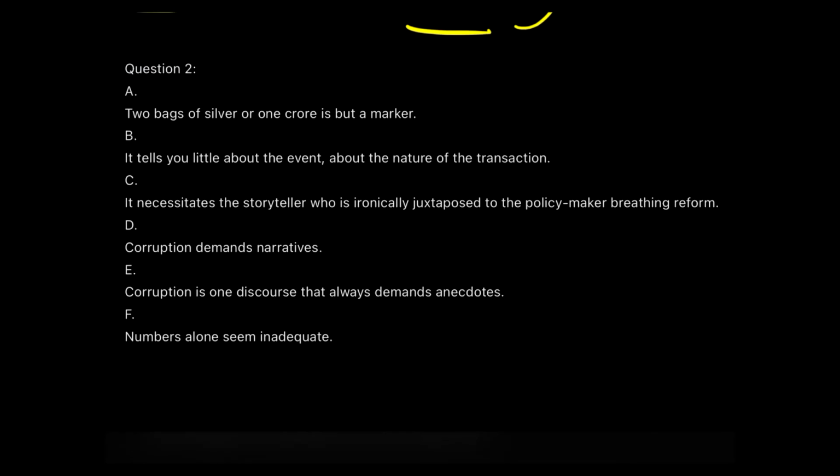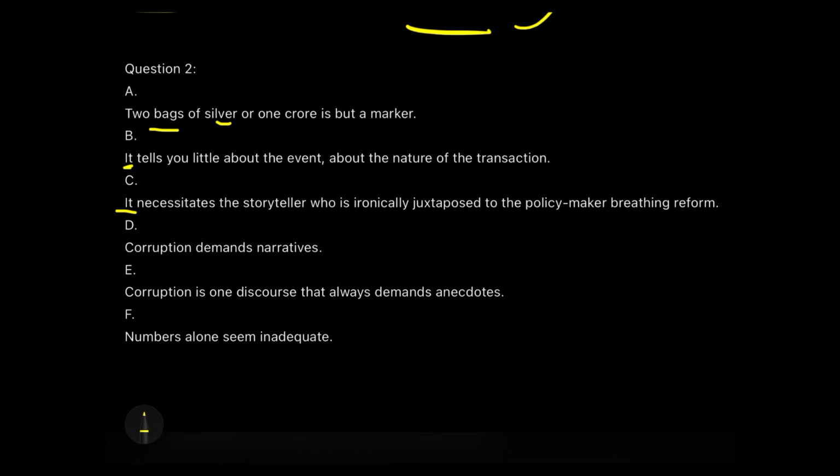For the second one, let's read this. The first sentence says, 2 bags of silver or 1 crore is but a marker. What do you find here? Are these number denotations? Yes, they are number denotations. Moving next, we see that it tells you little about the event, about the nature of the transaction. It, a pronoun, we will not start with that. It necessitates, again an it, we will not start with C either. It necessitates the storyteller who is ironically juxtaposed to the policy maker breathing reform.